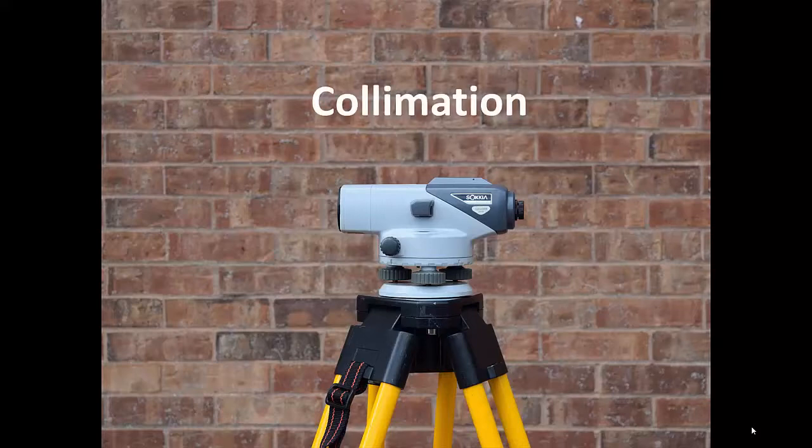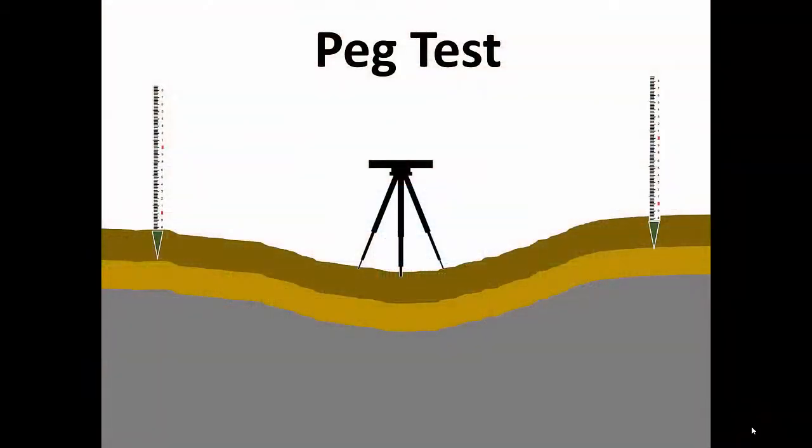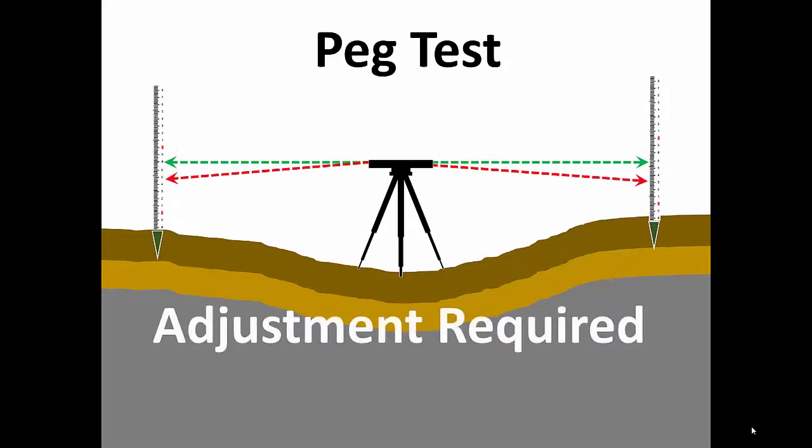Collimation is the technical term for the adjusting of the line of sight in an optical device. To test this collimation of an automatic level, we commonly perform a peg test. The peg test is designed to determine whether the instrument line of sight is truly horizontal. If the level is out of calibration, then the line of sight can have either an upward or a downward slope, leading to rod reading errors.